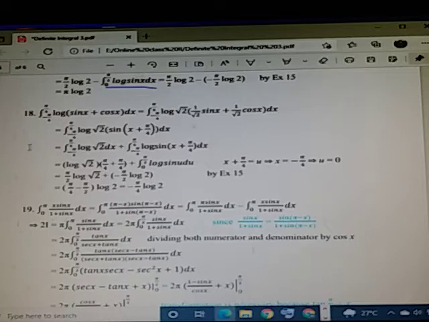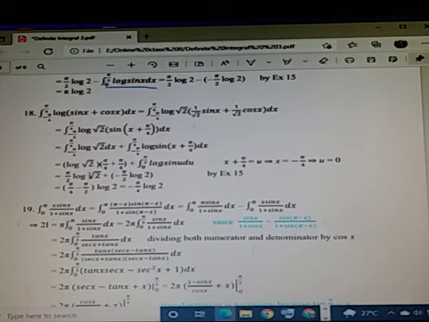So this one, log of... we substitute x plus pi by 4 as u, and after substitution we are having this one. So 0 to pi by 2. This limit becomes, in place of minus pi by 4 to pi by 4, we are having 0 to pi by 2. And as you go through example 15, you will have this limit. You explain here how we are getting this minus pi by 2 log 2, and our result is this one.